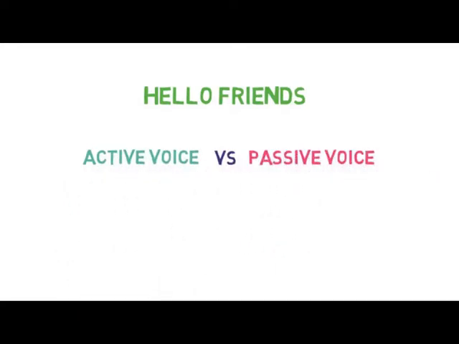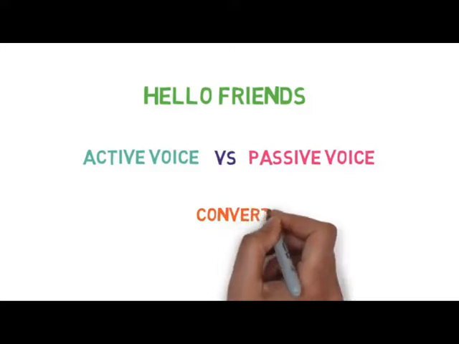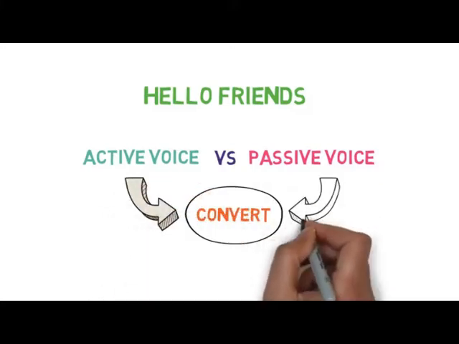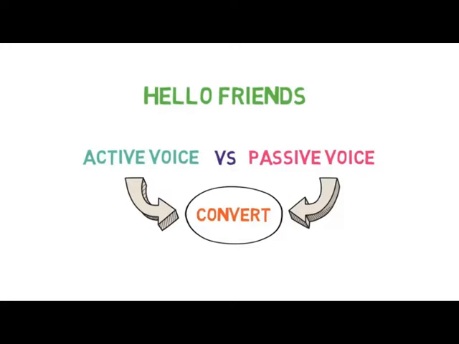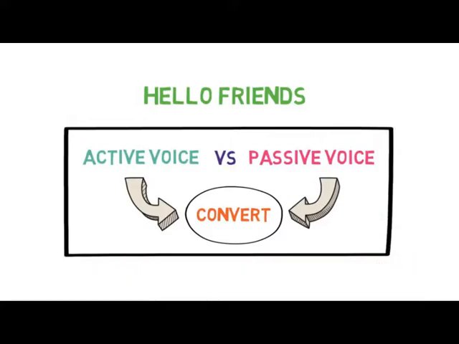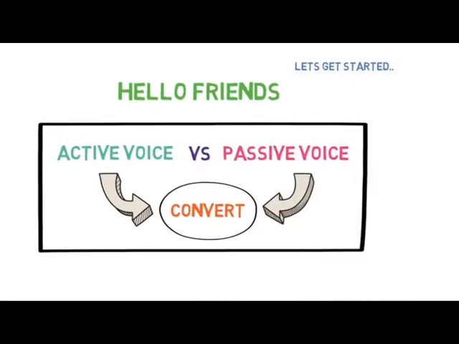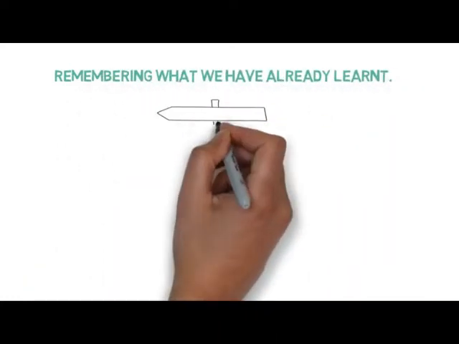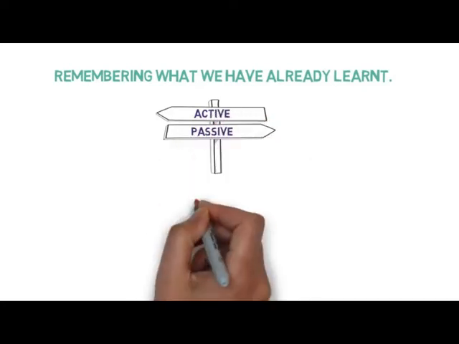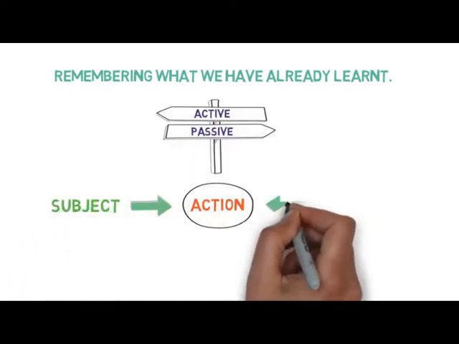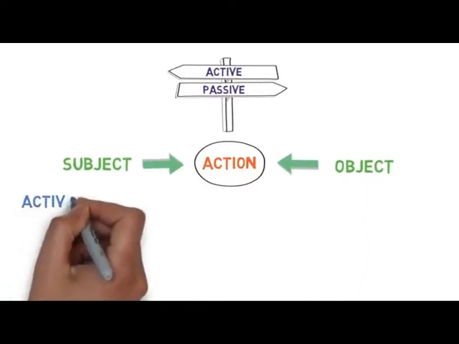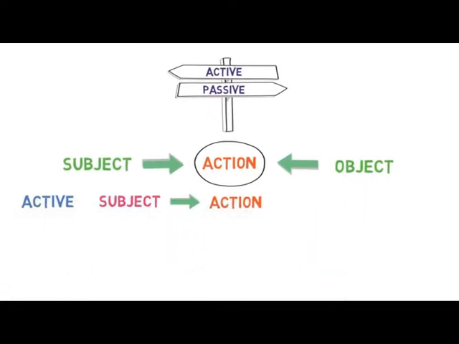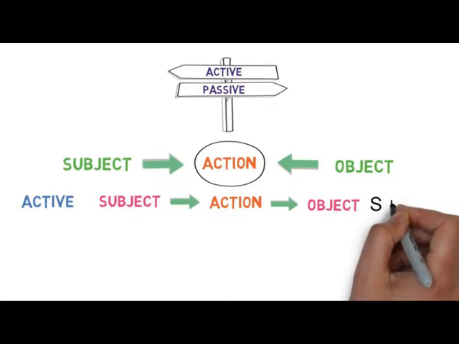First of all, we will learn what is the meaning of active voice, what's the meaning of passive voice, and what is the structure of both of them, and how can we convert active voice to passive voice. First of all, we have to remember the structure of the active voice sentence and the passive voice sentence. The active voice sentence starts with subject, then action or verb, and finally the object. So the structure is SVO, and this is the regular structure.